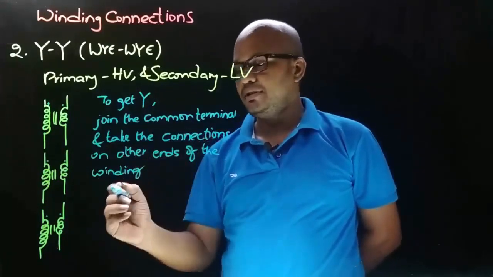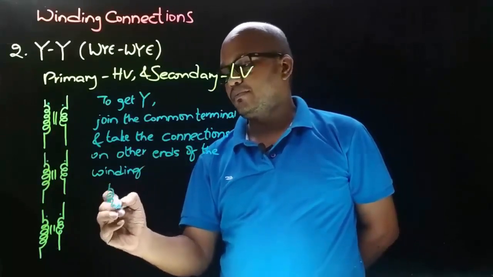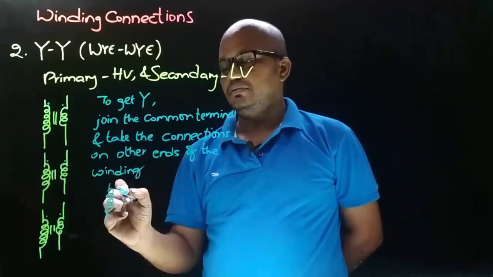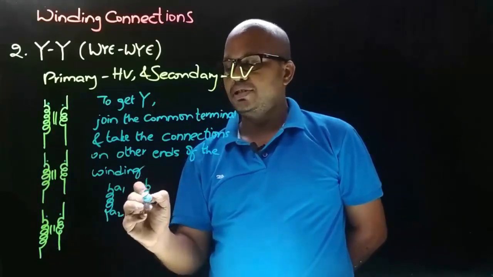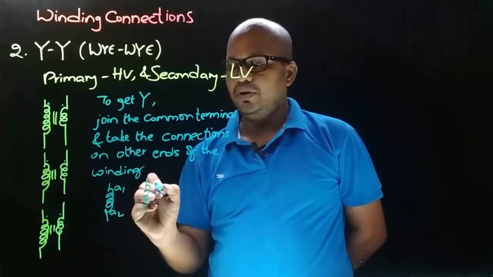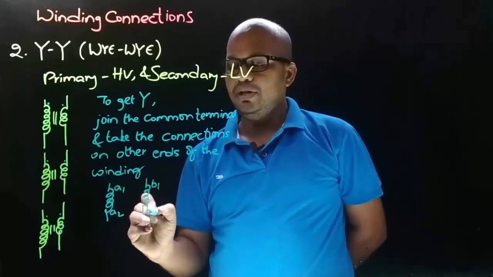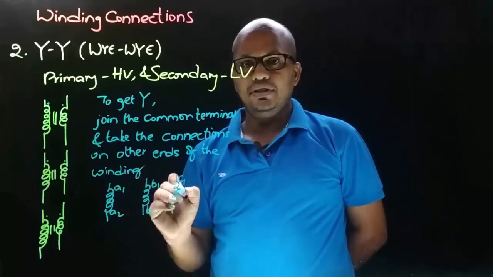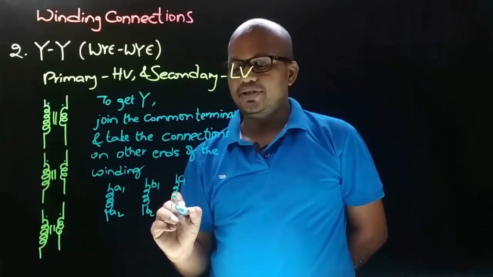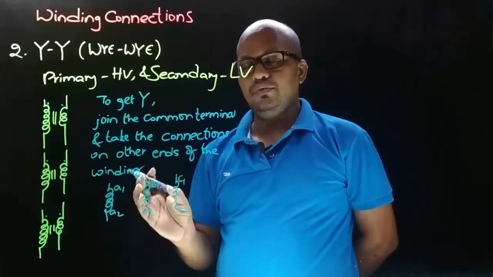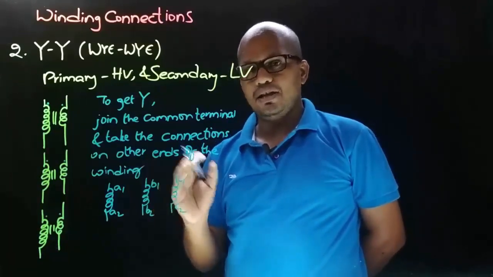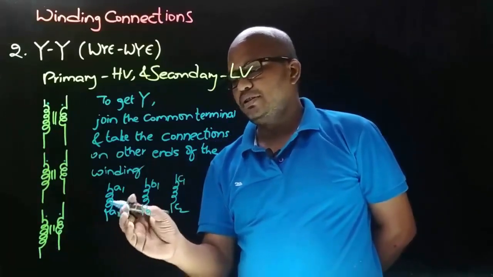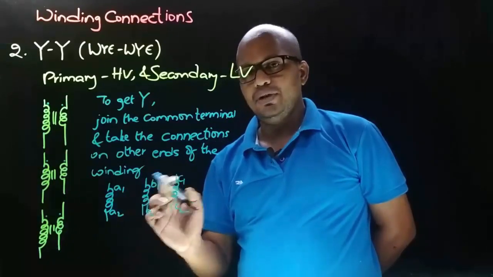Means if suppose this is the one winding which is having terminals A1 and A2, and let us suppose this is the other winding which is having terminals B1 and B2, and let us suppose this is the third winding which is having terminals C1 and C2. So to get the star connection, we must join the common terminals and take the connections on other side. Means let us consider the common ends be A1, B1 and C1.